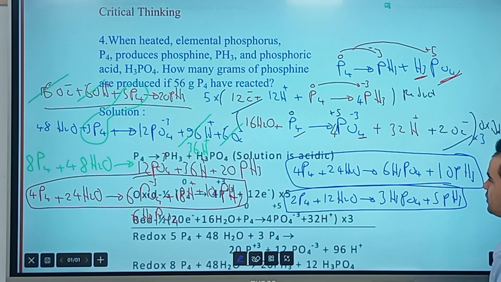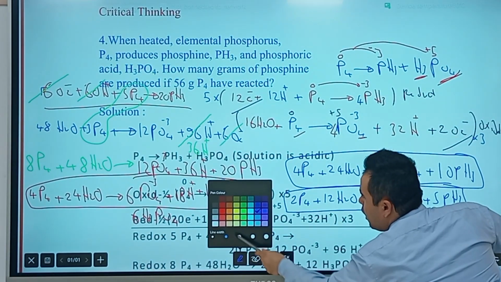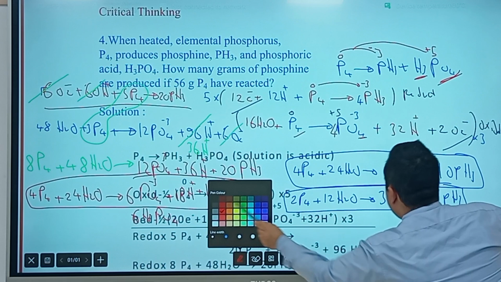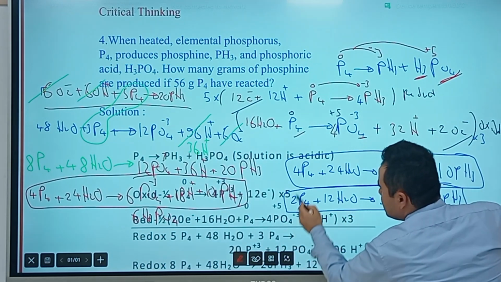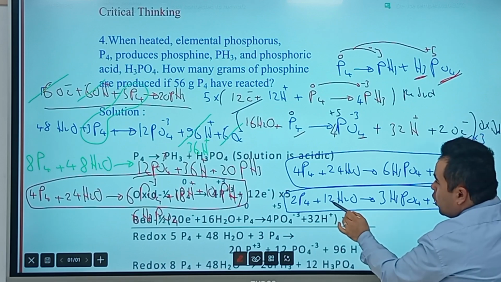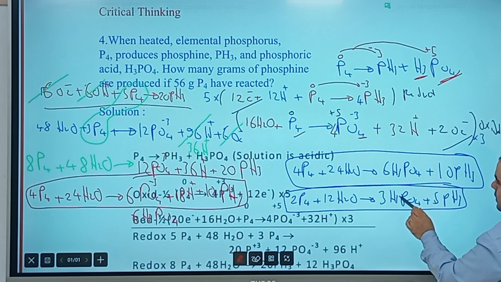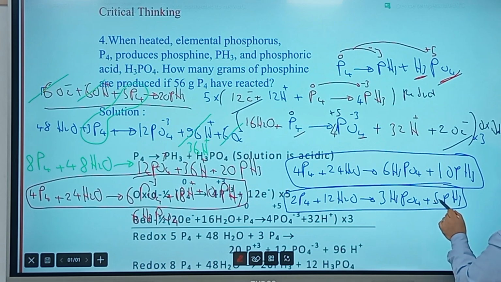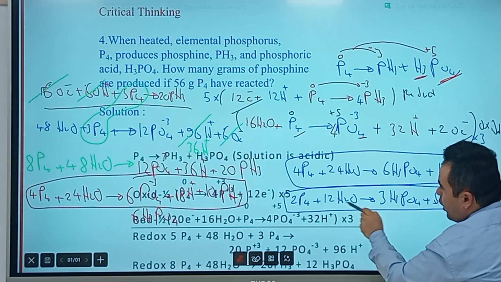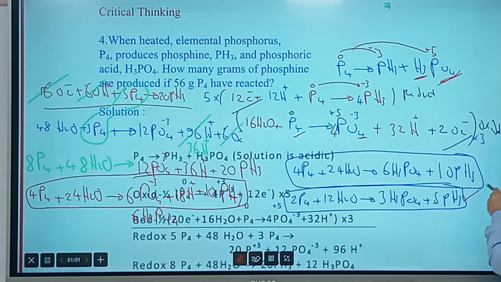Let us test whether it's balanced or not. 2 multiplied by 4 is 8. So how many P do we have in the reactant? 8P in the reactant exists. How about here? 3P with the 5P, 8. 24 hydrogen, 3 multiplied by 3 is equal to 9 plus 5 multiplied by 3 is 15. It will be 24. 12 oxygen, 3 multiplied by 4 is 12 oxygen. This is the balanced equation, guys.